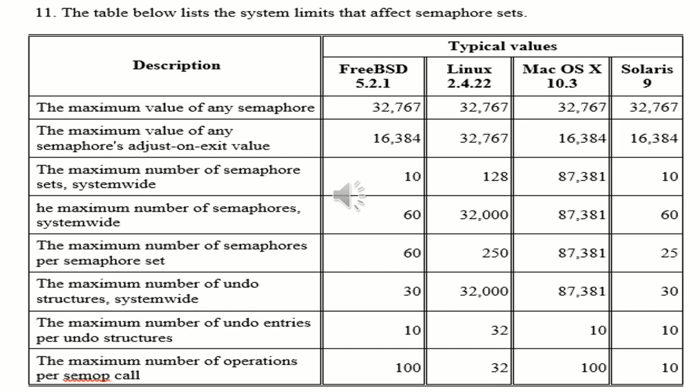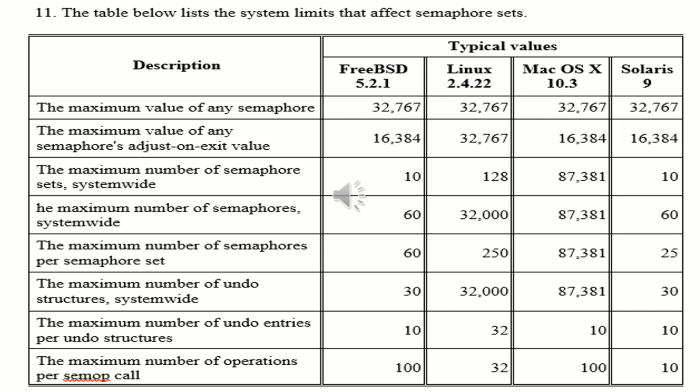And the maximum value of any semaphore adjust-on-exit value is: in FreeBSD it is 16,384, for Linux 32,767, for Mac 16,384, for Solaris 16,384. Maximum number of semaphore sets system wide: we consider 10 for BSD, 128 for Linux, 83,738 for Mac OS, and 10 for Solaris.